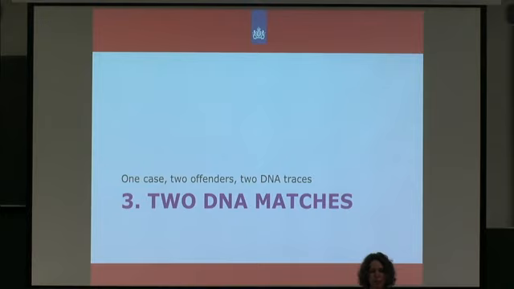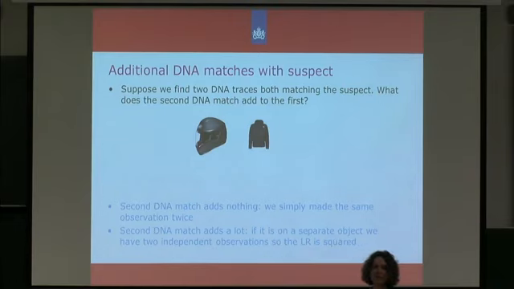Let's make it even more complicated. Now we have one case, 2 offenders, 2 DNA traces. How are we going to combine them? So, suppose we find 2 DNA traces matching a suspect. What does the second DNA match add to the first? Some people will argue, well, it adds nothing. I just made the same observation twice. And other people will argue, well, the second DNA match, it adds a lot. Because it's on a separate object, so they're independent observations, and therefore the likelihood ratio is squared.